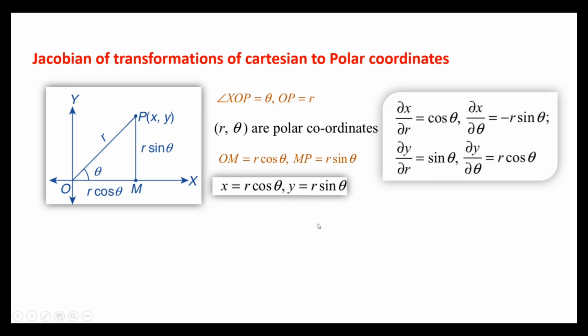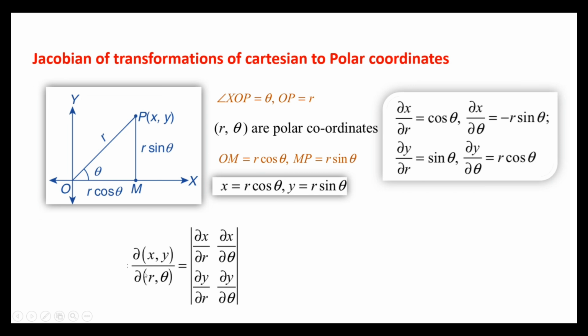Now you can write the Jacobian of transformation, dou of (x, y) by dou of (r, theta), as the determinant of dou x by dou r, dou x by dou theta in the first row; in the second row we write dou y by dou r, dou y by dou theta. That is, in the first row we have the elements cos theta, minus r sin theta. The second row elements are sin theta, r cos theta.